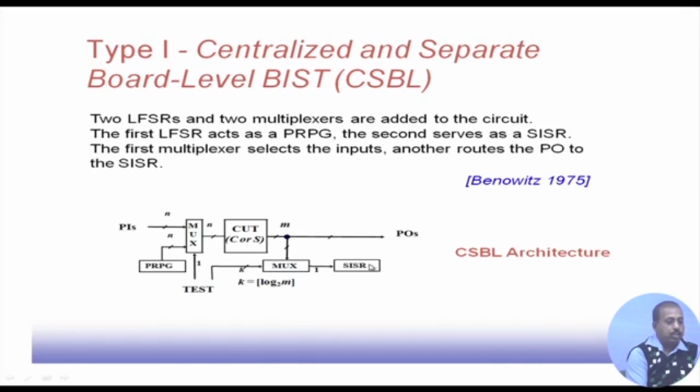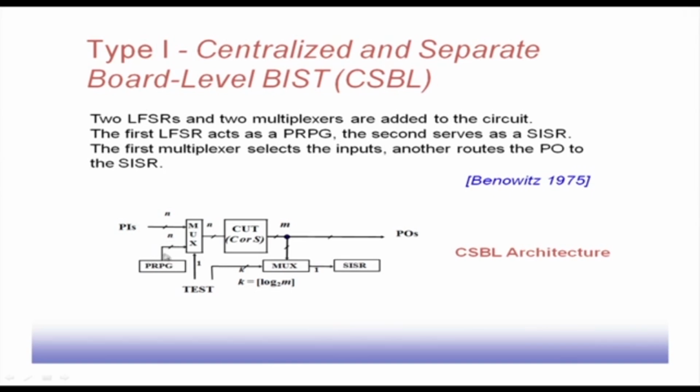SISR. So, this structure can be used for board level testing. If there are circuits which are fed by the same PRPG, that also can be done by means of some other selection lines, like if the test signal is given to the first module here, it can be given to some other module as well. So, we can select between the module or circuit to be tested. So, this is one type of board level BIST.